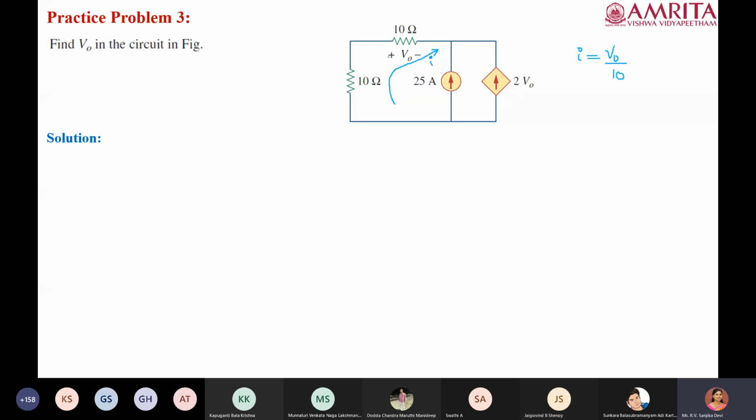So when the current is flowing through this 10 ohm, there is a drop. So the reference polarity they have given is exactly correct. So I is nothing but V0 divided by 10. So make use of this as a hint for solving the V0 in this particular circuit.